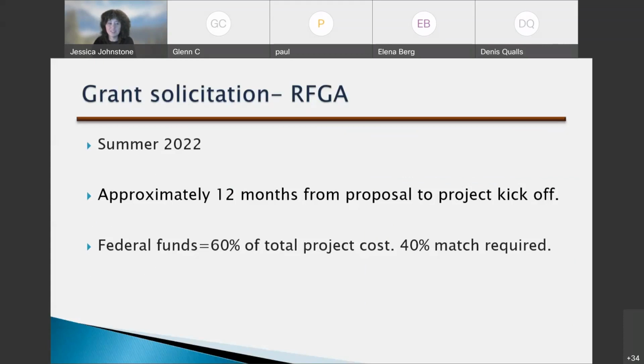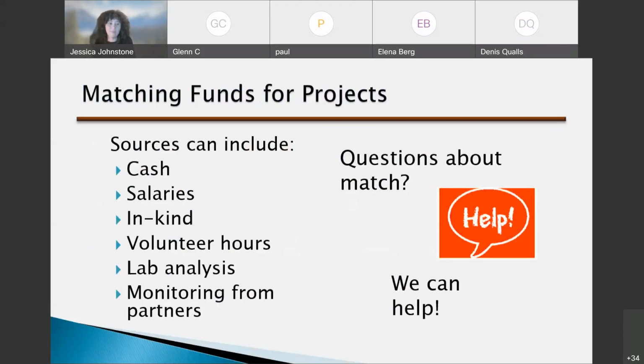And again, we give you 60% of total project cost. We want a 40% match from you. That match can come in a variety of ways.